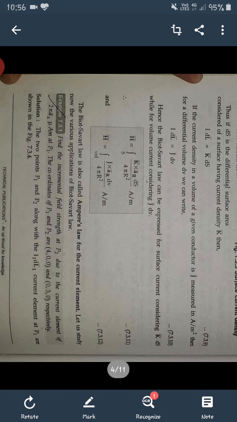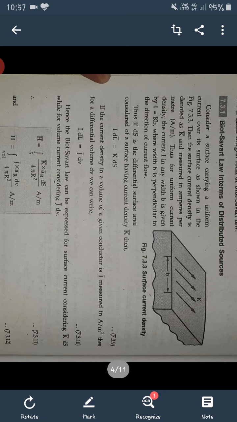Find the incremental field strength at P2 due to the current element of 2 pi az microampere meter at P1. The coordinates of P1 and P2 are (4,0,0) and (0,3,0) respectively. So the 2 points P1 and P2, along with the I1 dl1 current element at P1, are shown in the diagram.